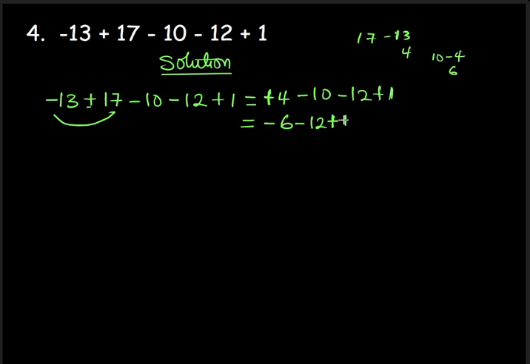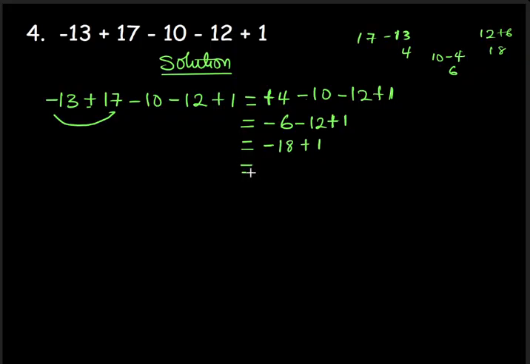Minus 6 minus 12 plus 1. And what would that give us? We'll now take minus 6 minus 12. 6 has minus sign and 12 has minus sign. So that is same sign. What do we do in same sign? We add the numbers. So we do 12 plus 6. That will give us 18. And then we keep the sign that they carry. So that will give us minus 18 plus 1.